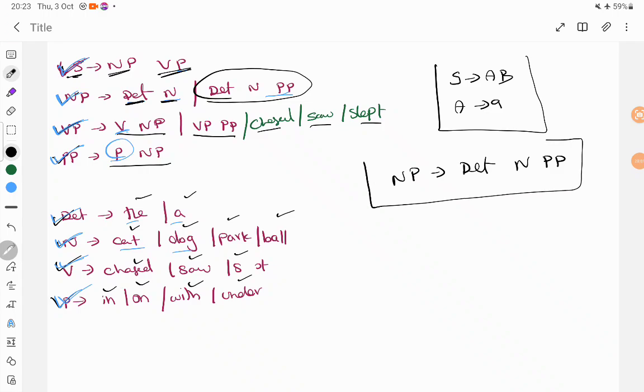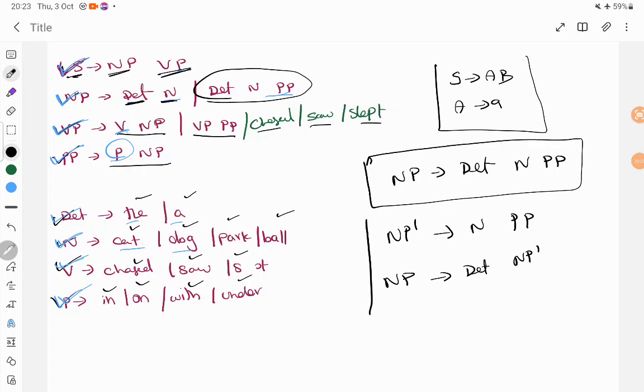So what is left which is not in the CNF structure is only one production, that is NP tends to DET N PP. What you have to do is create a new variable called NP dash, and that will take N and PP. So now you can replace the production as NP tends to DET NP dash. This one single production is divided into two. I'm going to create a new variable NP dash that consists of N and PP, and instead of N and PP, I'm going to replace it with NP dash.